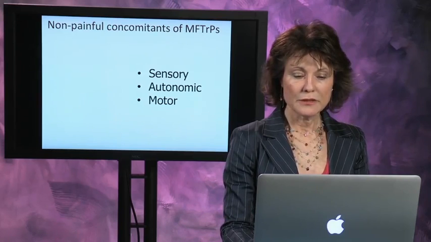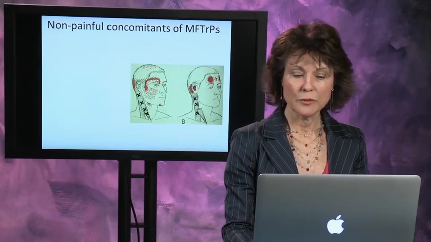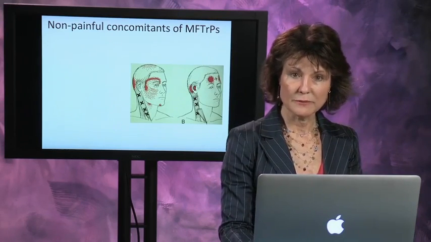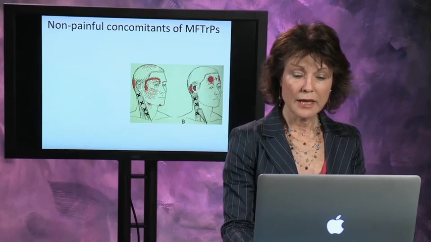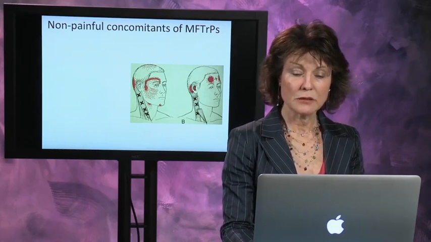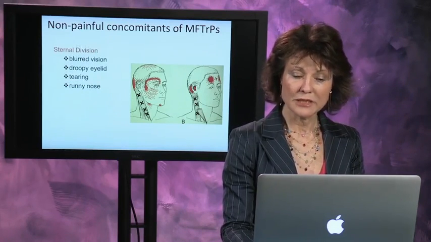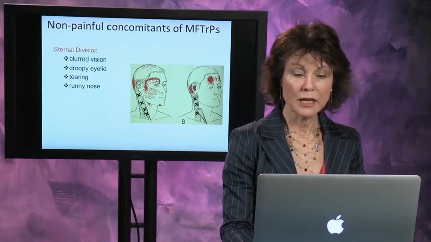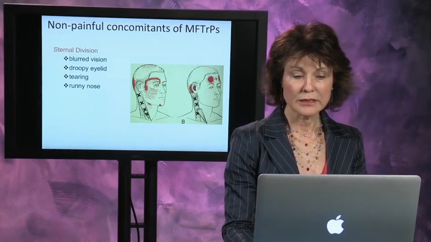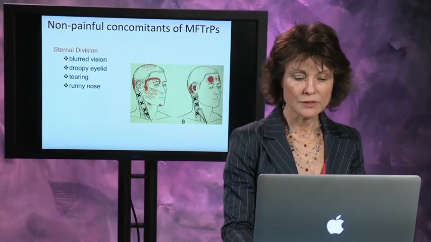Now, if we look at this picture, we see the pain referral pattern for the sternocleidomastoid muscle. The sternal head of the sternocleidomastoid muscle refers pain into these areas marked in red, but the sternal head may also cause autonomic disturbances such as blurred vision, ptosis or a droopy eyelid, tearing, and a runny nose.